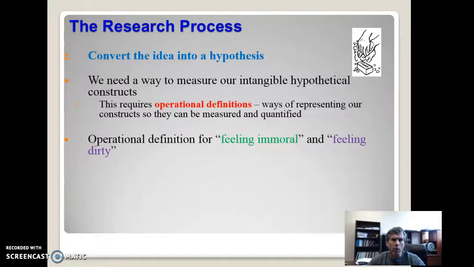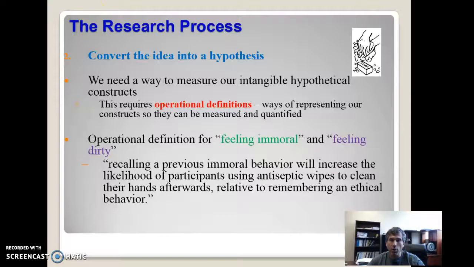So how did our researchers come up with operational definitions for feeling immoral and feeling dirty? Well, here's a direct quote from their article, and I'm going to read it, and I want you to see if you can spot the operational definitions. Recalling a previous immoral behavior will increase the likelihood of participants using antiseptic wipes to clean their hands afterwards, relative to remembering an ethical behavior. Can you spot the operational definitions, how feeling immoral and feeling dirty are being represented in that paragraph?